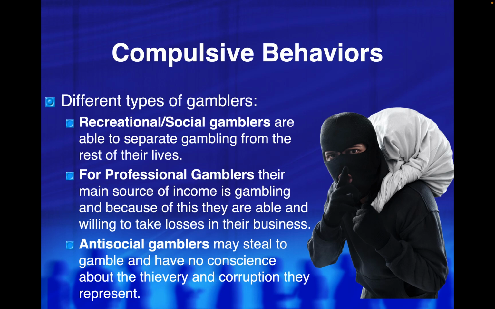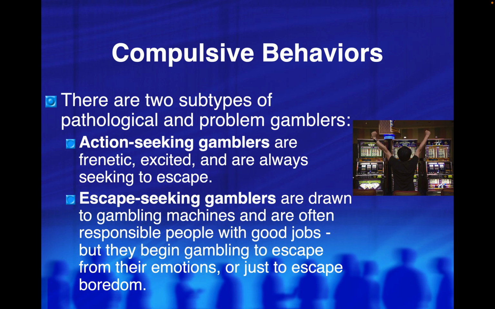For professional gamblers, their main source of income is gambling, and because of this, they're able to and willing to take losses in their business. Antisocial gamblers may steal to gamble and have no conscience about the thievery and corruption that they represent. Usually they start off with their own family.